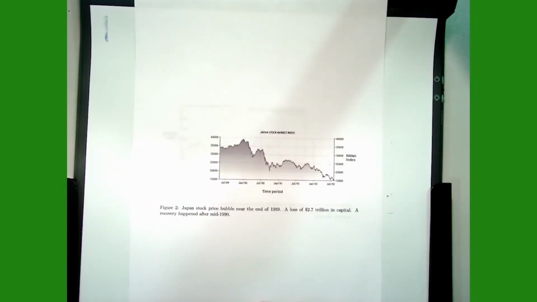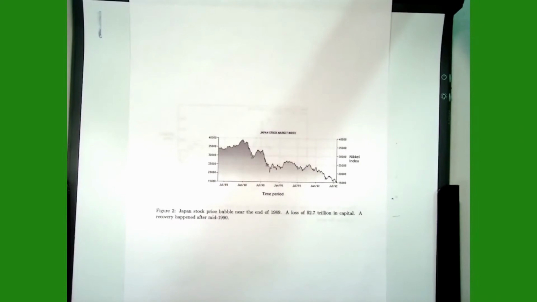Okay, and the next financial disaster I'd like to show you is this one. This is the Japanese stock price bubble that happened at the end of 1989, and as you can see, from 1989 down to 1992, the Nikkei index has been on decline, right? And the loss amounted to about $2.7 trillion, which is once again a lot of money.